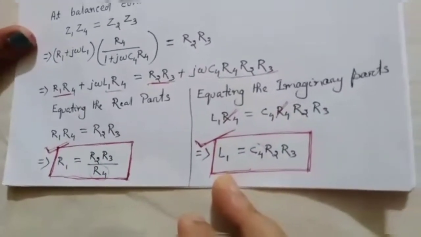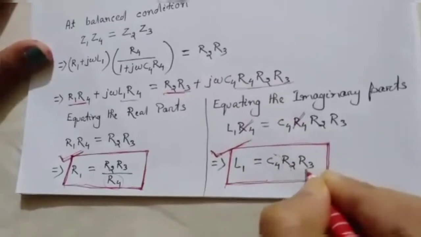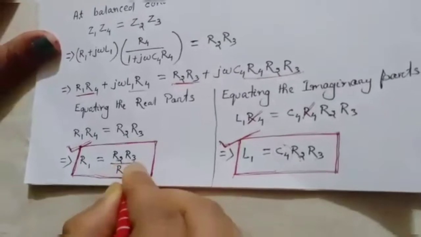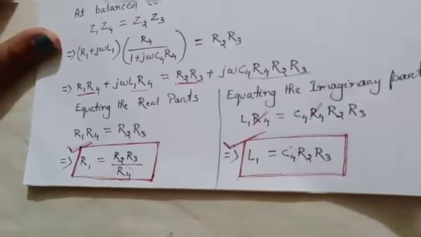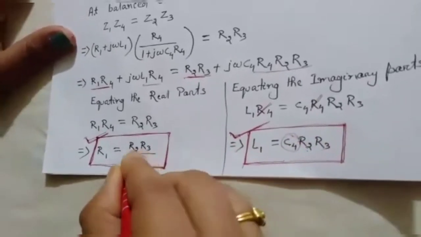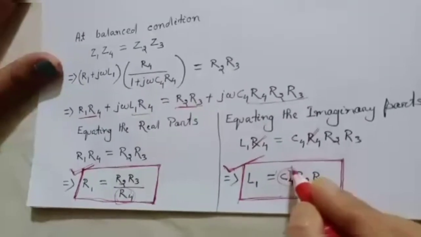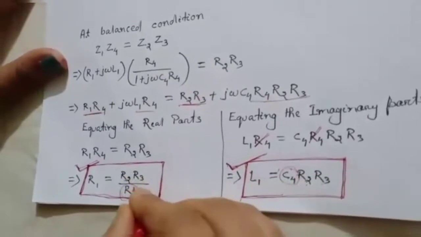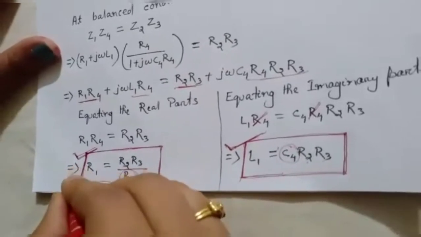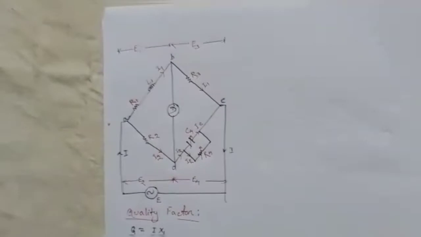Now in these equations we can see that R2 and R3 are common in both the unknown equations. The variables are C4 and R4. So here we can conclude that by varying C4 we can vary L1, and by varying R4 we can vary R1.